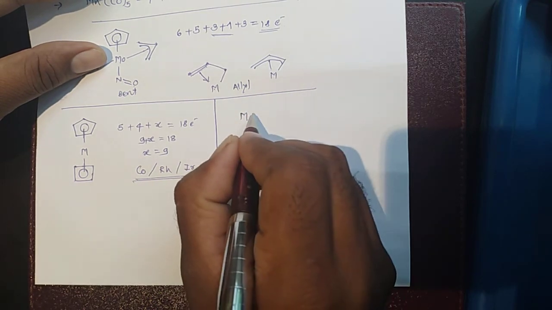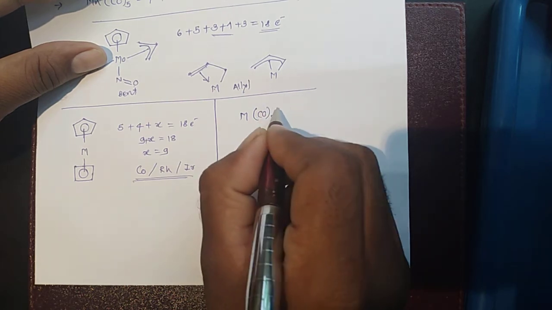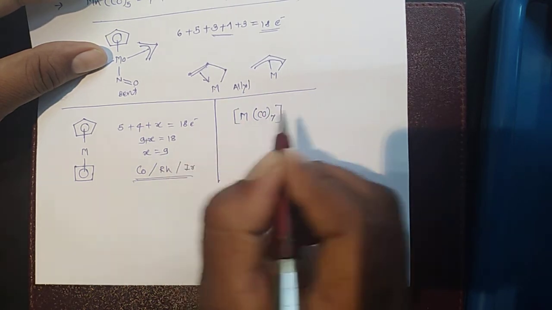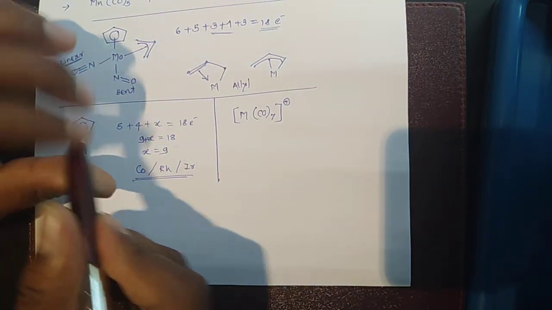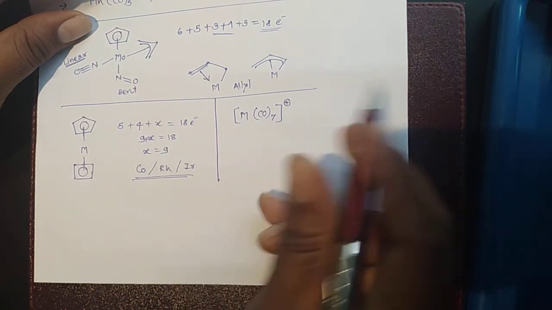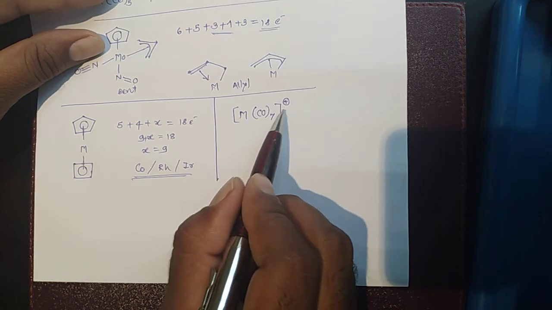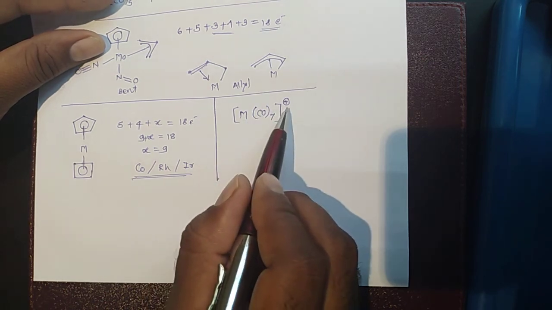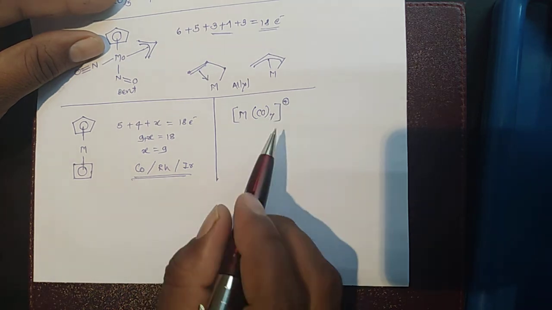Metal, then carbonyl 7, the complex completely having a positive charge. Positive charge means this metal has given 1 electron to somewhere else. That's why this complex achieves a positive charge, or cation, on it.